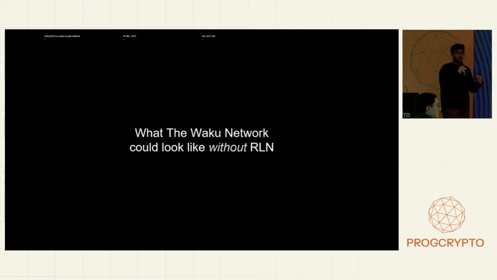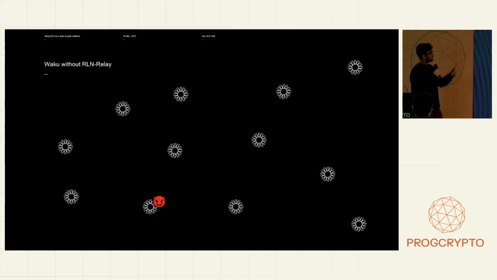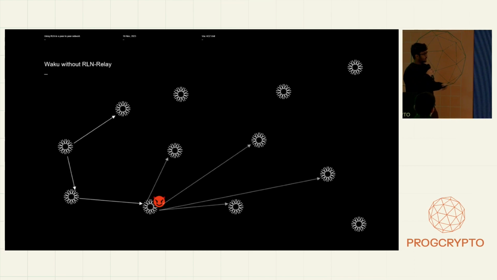So let me show you a simulation of what the Waku network looks like without RLN. Here we have a bunch of Waku nodes and we have a bad actor. Let's call the bad actor Alice. You can see we're propagating messages, Alice starts spamming, and yes, these Waku nodes die.